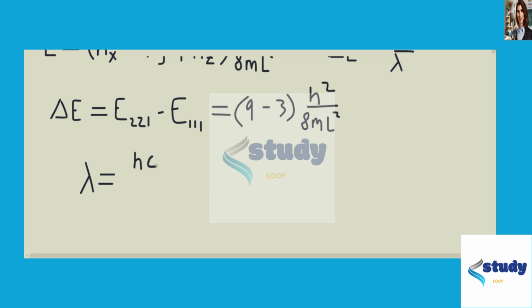So lambda is hc over delta E. From the above equation, delta E is equal to 6h squared, since 9 minus 3 is 6, divided by 8mL squared. You can simplify 6/8 down to 3/4.